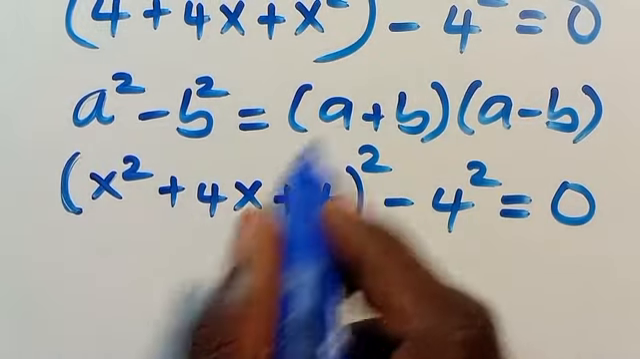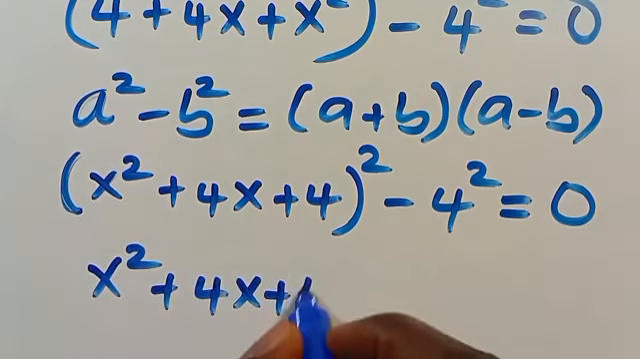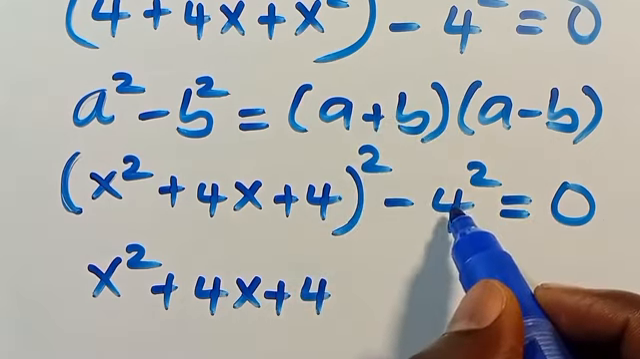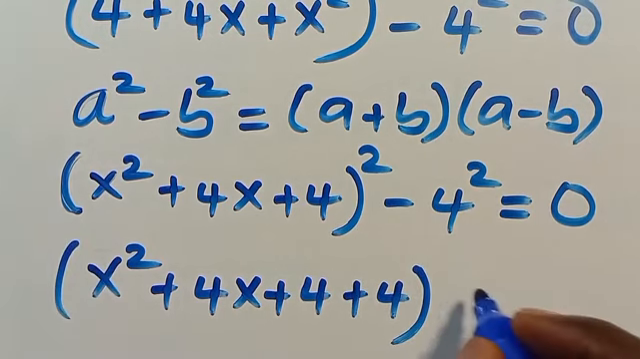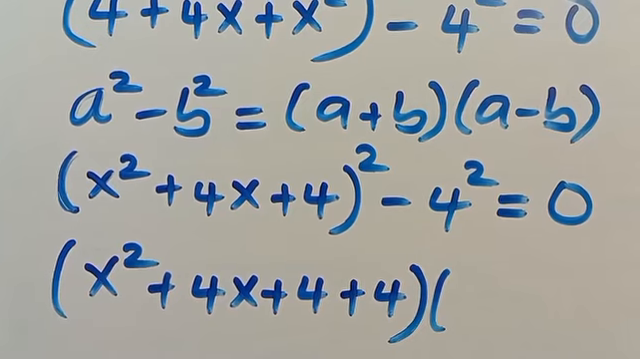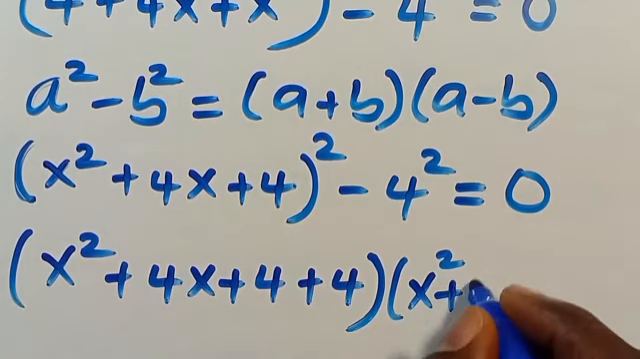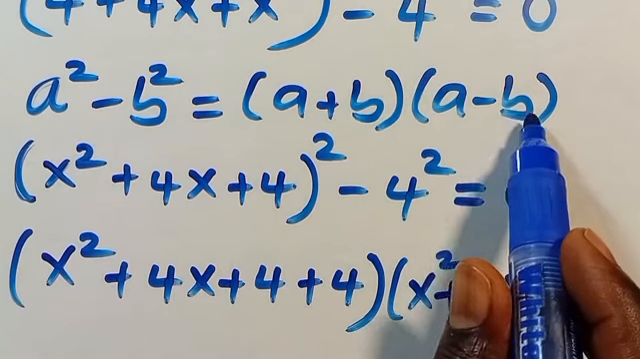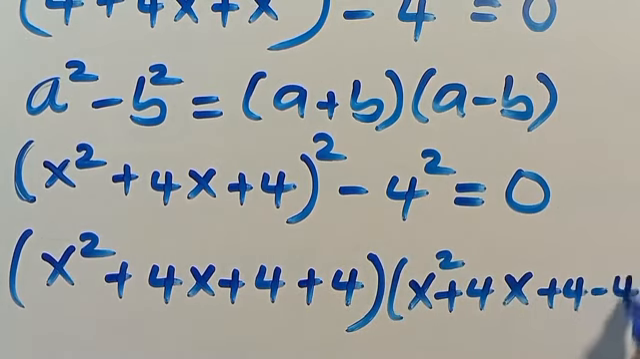So from here, a will now be x^2 + 4x + 4. Then we increase it with plus b, and our b is 4. So here will now be plus 4. Then multiply by x^2 + 4x + 4. Then we decrease this one with b, and our b is 4. So here will now be minus 4.